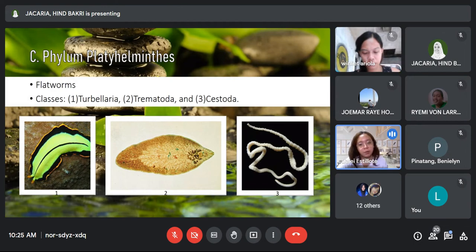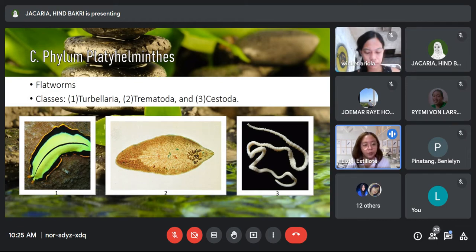Some are free living, and others are largely endoparasitic in a variety of animals, having two or three hosts in their life cycle. So there are three classifications of phylum Platyhelminthes: the class Turbellaria, Trematoda, and Cestoda.